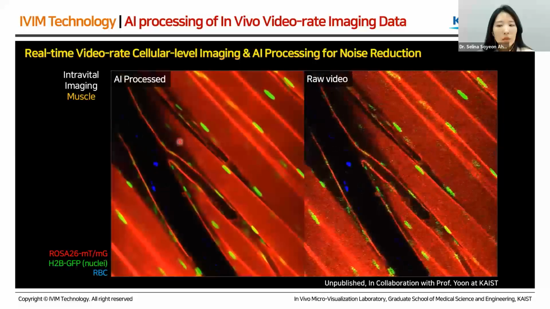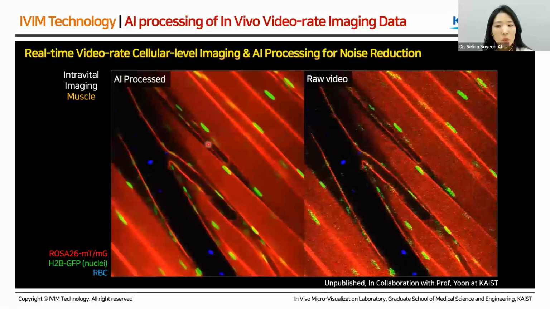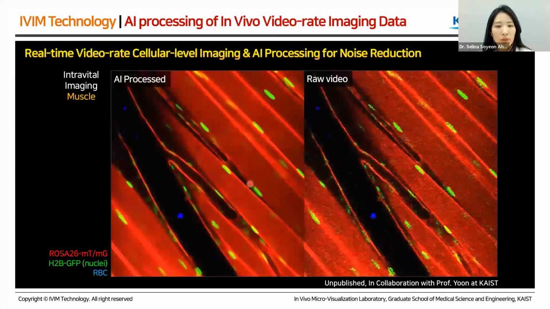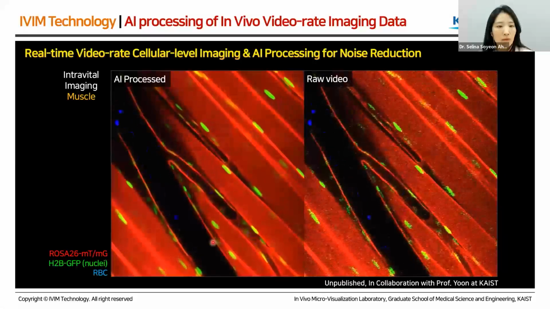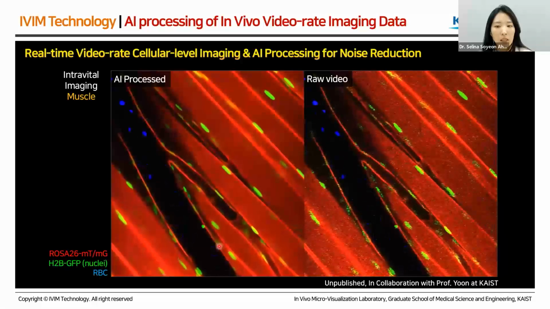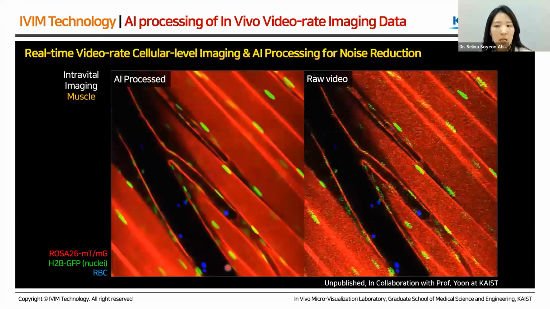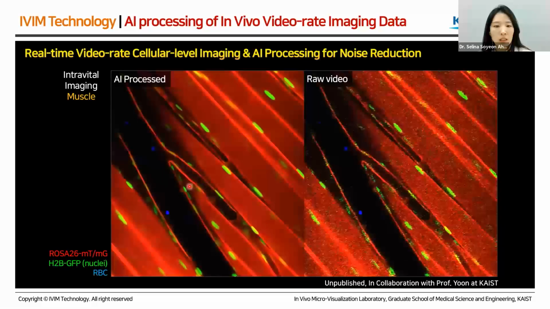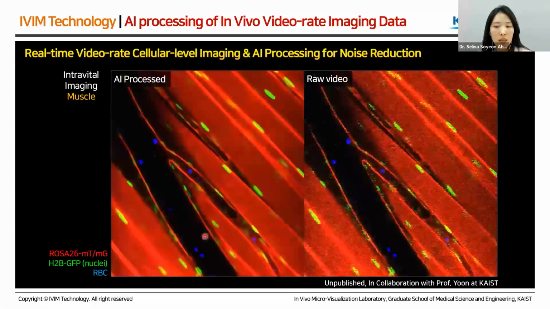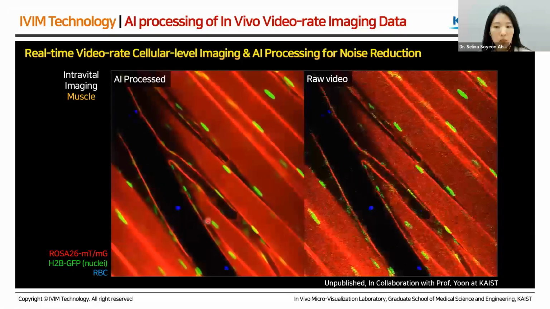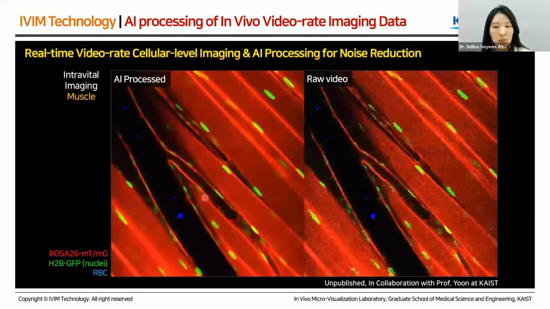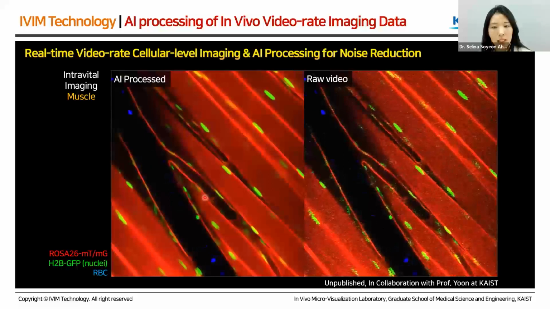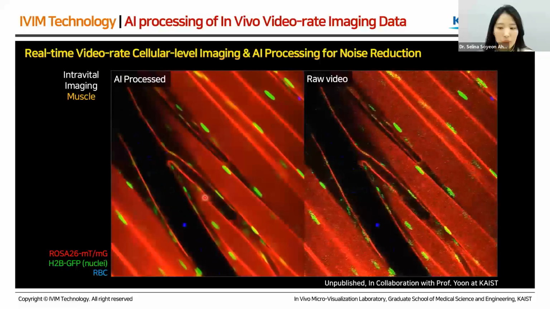As an example applied to the muscle, we can record the video of the RBC flow at high resolution and also real-time frame rate. And with this function, it enables quantitative analysis of the cell trafficking and other cell dynamics with high temporal and high spatial resolution.